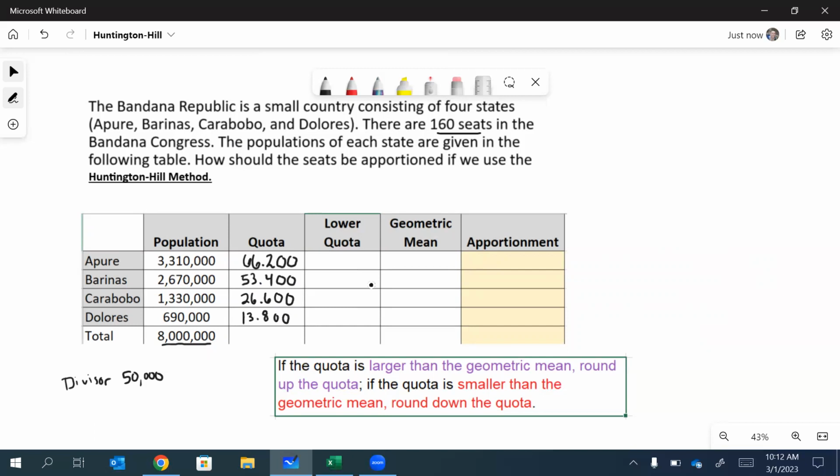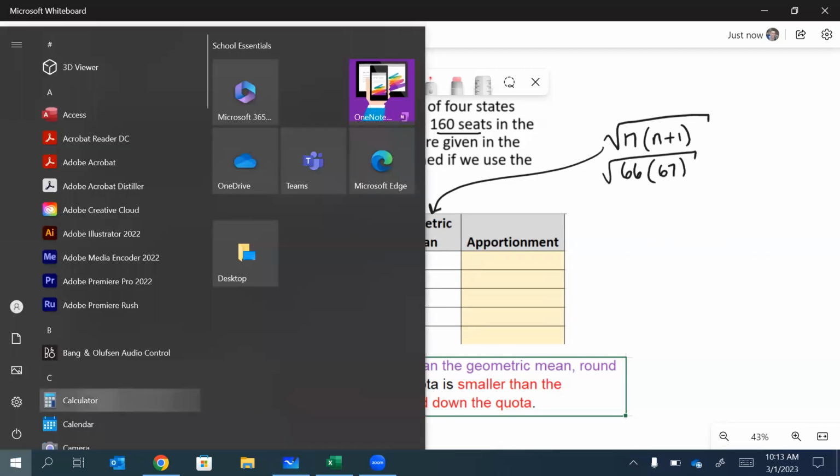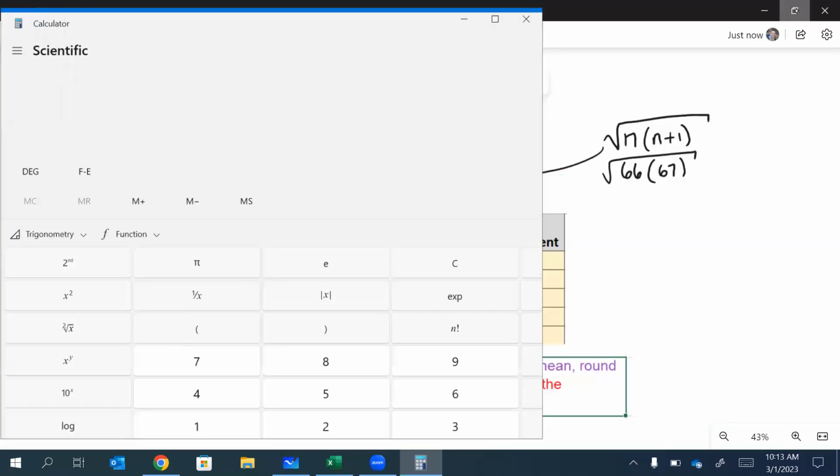Now the lower quota will be, again, rounding down. So we're going to call that 66, 53, 26, and 13. This is where we're going to do this new step, calculate the geometric mean. That is n, our lower quota, times n plus 1, and then we'll take the square root of that. I'll write down the first state for example. We're going to take 66, that's their lower quota, multiply that by 1 more, 67, and then take the square root of that.